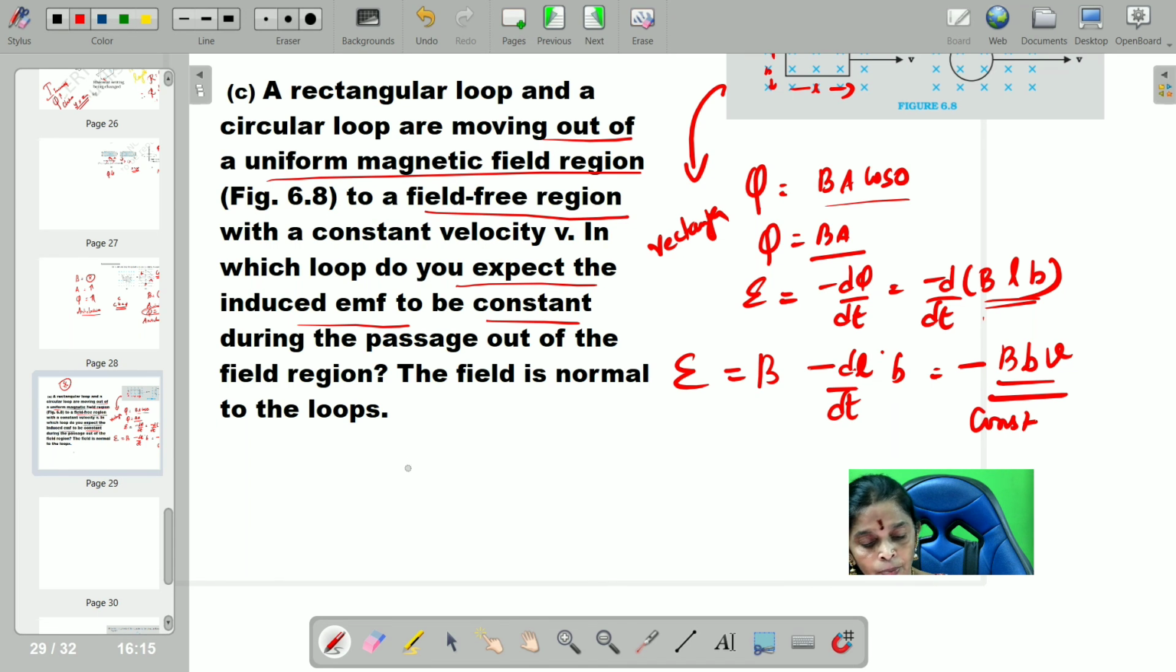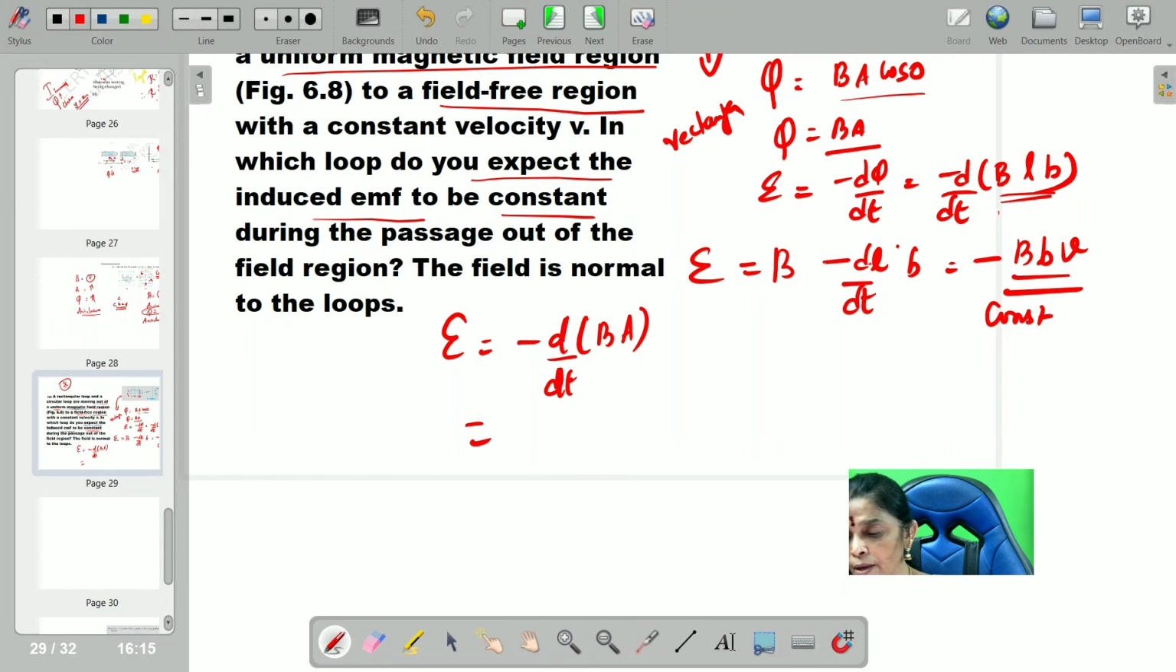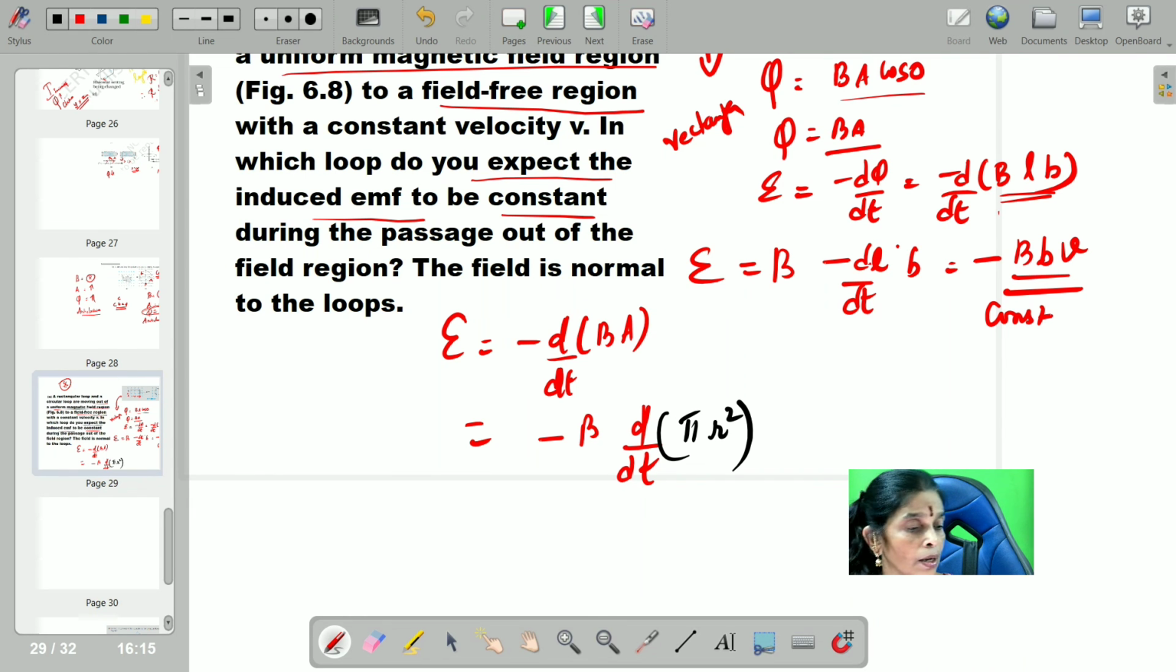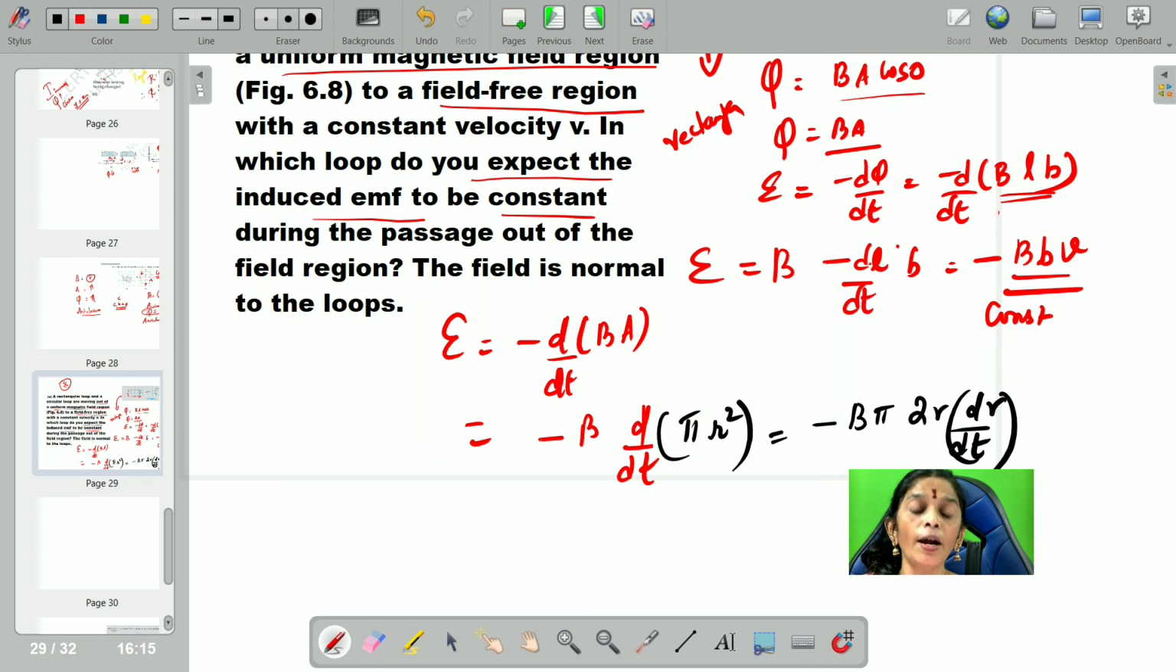But for the second case, induced EMF is equal to minus d by dt of B into the area of the circle. Area of the circle is pi r square. Now you tell me here how to differentiate r square. Minus B into pi into 2r into dr by dt. So what is 2r into dr by dt? Dr by dt is the velocity, so that is equal to minus B into pi into 2r into velocity. Now here it depends upon what? Radius. It depends upon the radius while it is coming out. So therefore, what happens here?